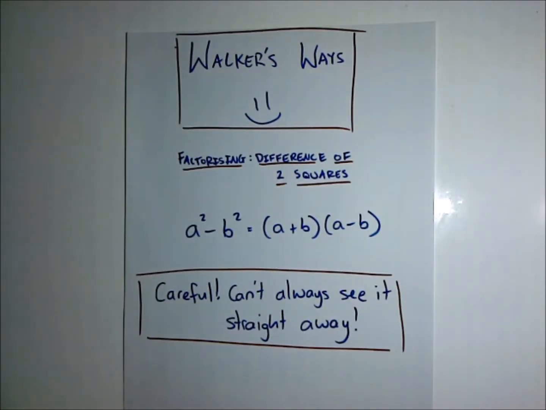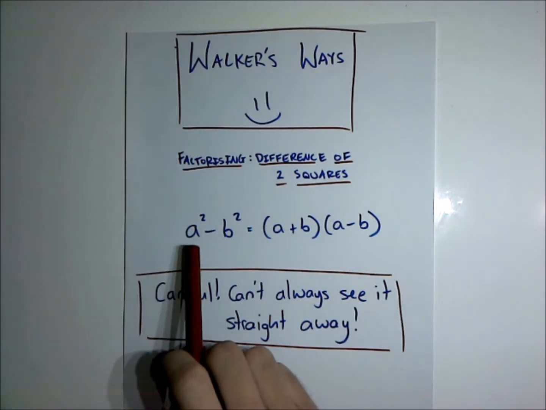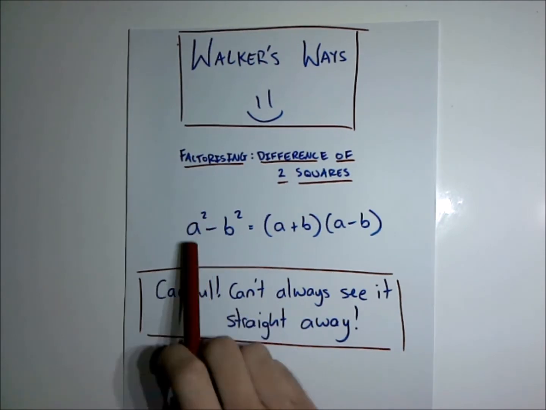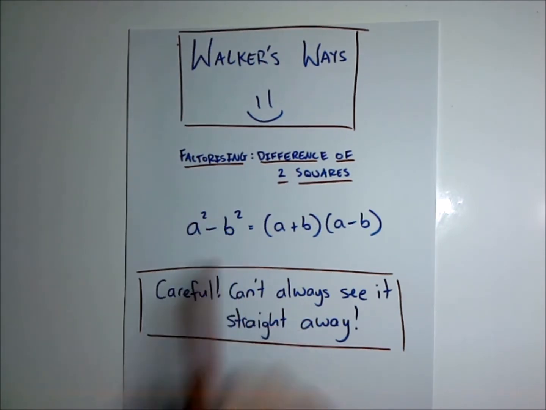Hi all, today I'm going to show you a little trick in factorising called the difference of two squares. The only situation where you use this trick is when you have some variable or number squared minus another variable or number that's squared.